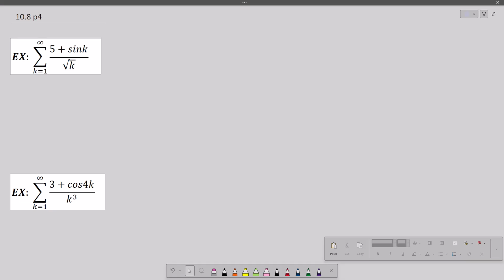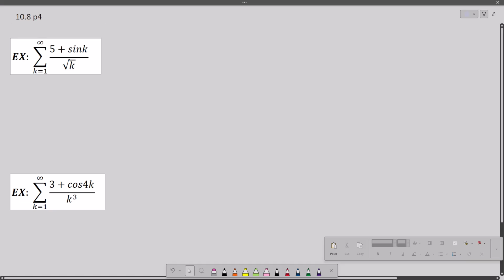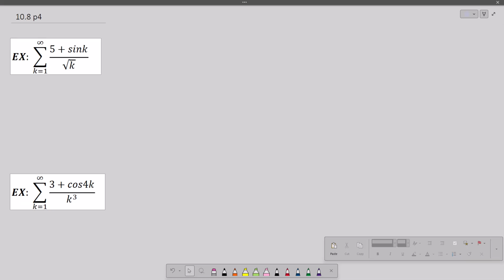The top's like almost a constant. Yeah, the top is almost a constant. That is the key. Sine of k is just wobbling around between -1 and 1, so it's almost a constant, because what we've seen is that bounded functions behave a lot like constants when you're looking out at infinity. So the numerator is almost a constant. The denominator represents a p-series. So that is where we're going.